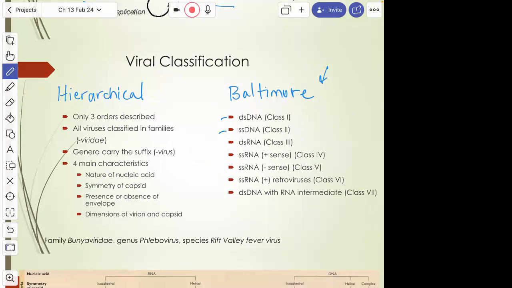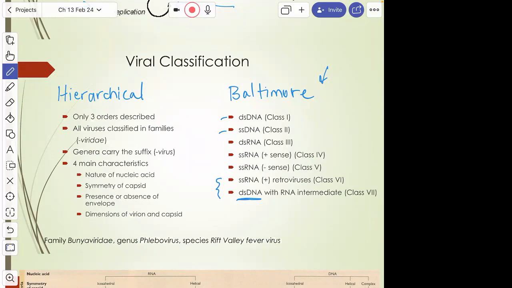And then these down here at the bottom, single-stranded RNA retroviruses, they're the ones that have that reverse transcriptase. And then there's just a few viruses that don't replicate their DNA in quite the same way. They go through an RNA intermediate to replicate their DNA. So kind of a similar thing there.